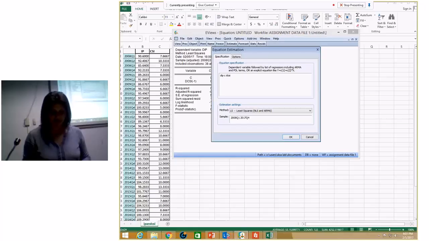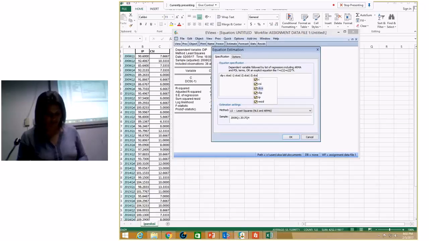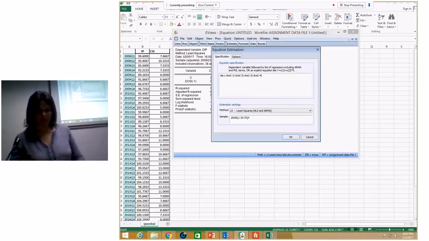IP minus 1, that means lag 1. IP minus 2, that means 2 lags. IP minus 3 means third lag, and DC minus 4, fourth lag.